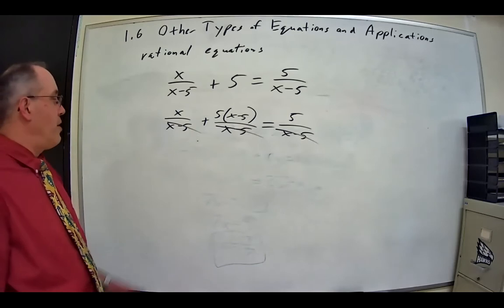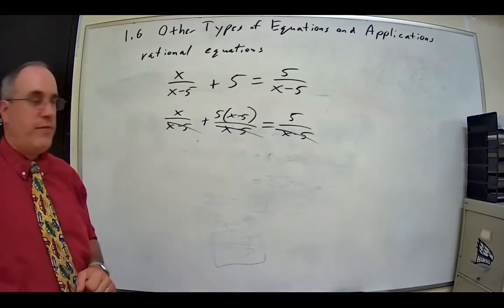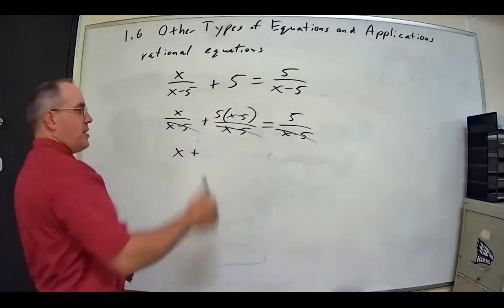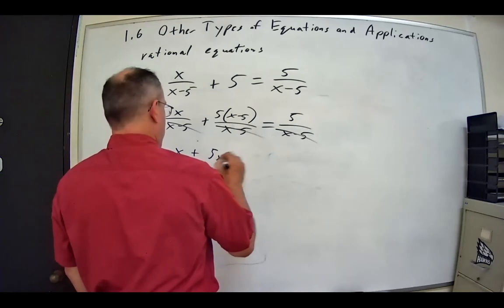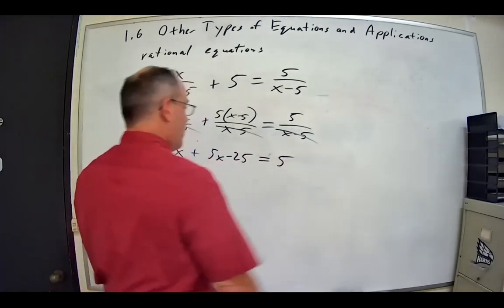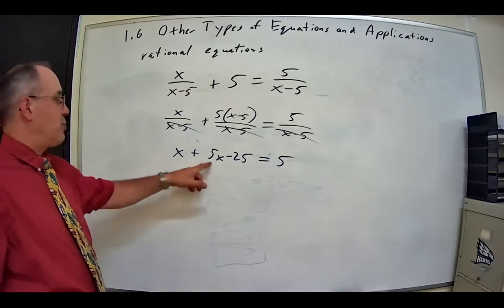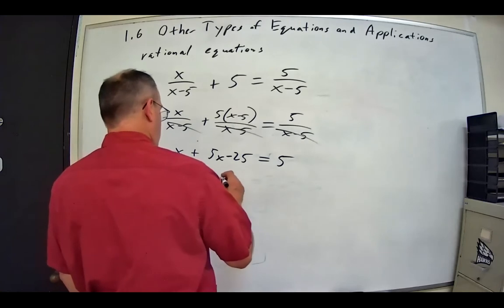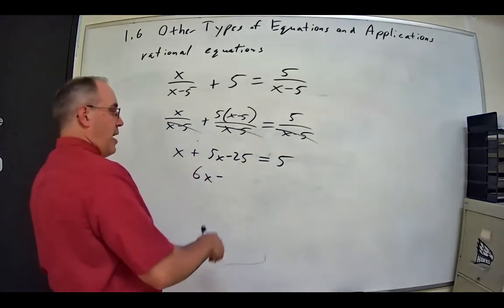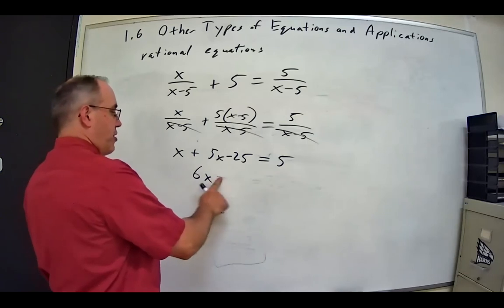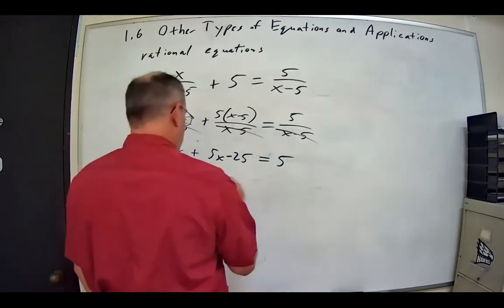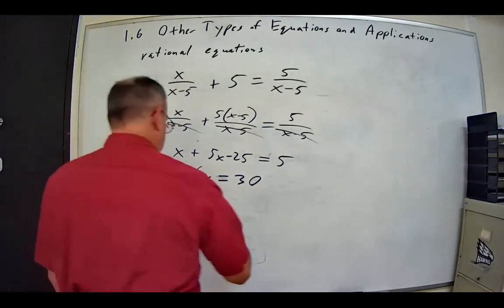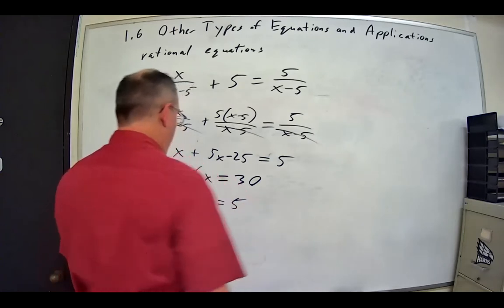We can cancel out all those denominators just by multiplying through by x minus 5 in each term, leaving us with x plus 5 times x minus 5, which is 5x minus 25, is equal to 5. So I have x plus 5x is equal to 6x minus 25. Well, I'm actually going to move that over to the other side, just add 25 to both sides, is equal to 30. 25 plus 5 is 30. Then divide both sides by 6. X is equal to 5.